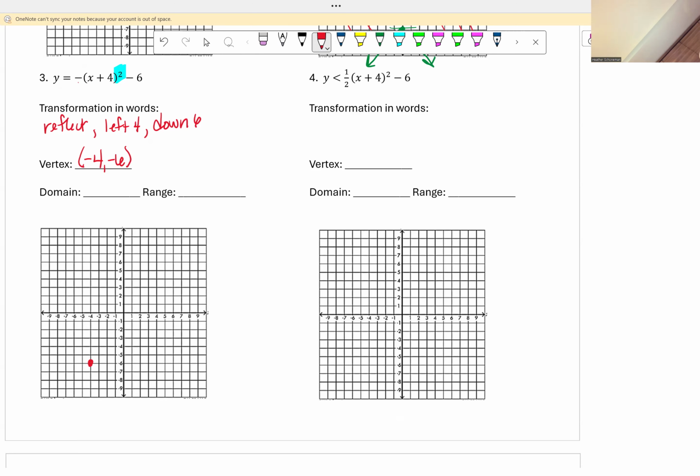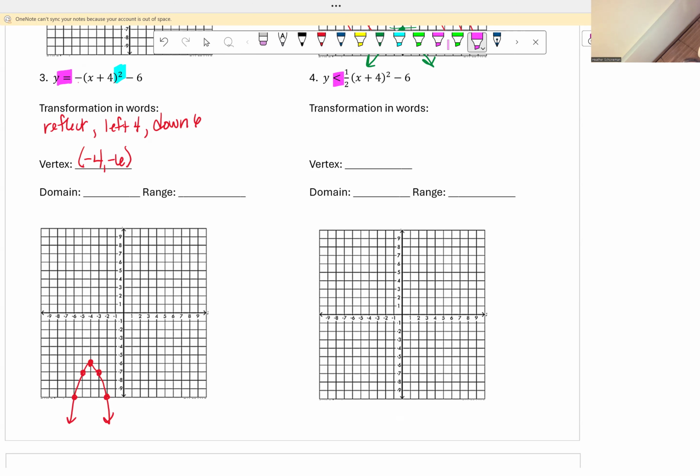With the parabola, you have to use the pattern. With the absolute value, the slope is probably more efficient, but with the parabola, the pattern is what you use. The pattern is normally over 1, up 1, but because it opens down, I have to go over 1, down 1. And then we go over 2 and down 4. And there's our parabola.